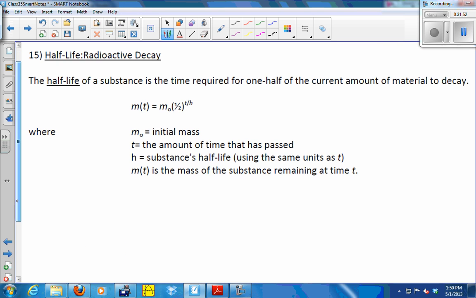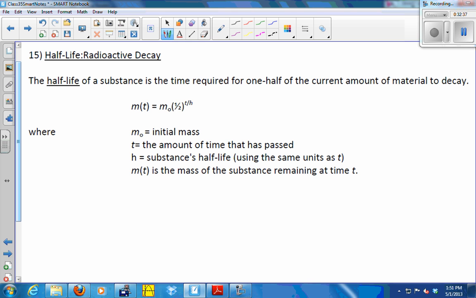All right, so one last application of exponential functions is actually an exponential decay application with radioactive materials. So the half-life of a substance is the time required for 1/2 of the current amount of the material to decay. So this is our formula for radioactive decay. M of t is the amount at time t. M0, M sub 0 is your initial amount, how much you start with. And then we're going to keep having the amount we start with, right? Because that's what they talk about in half-life. It keeps decaying by 1/2.